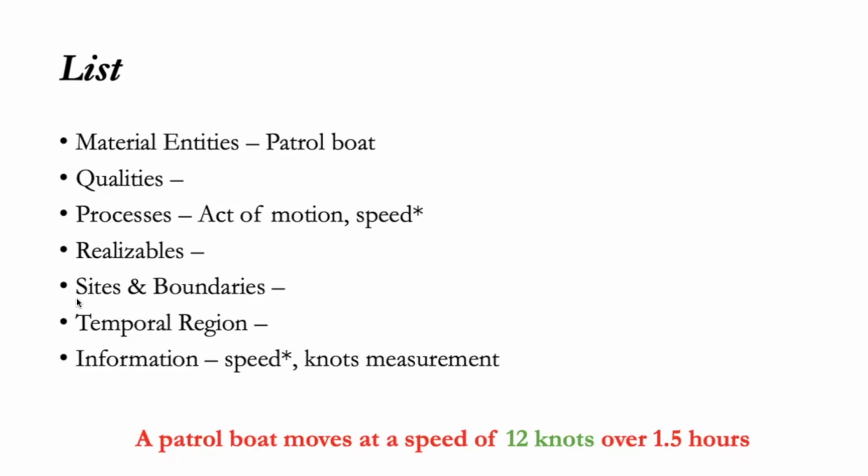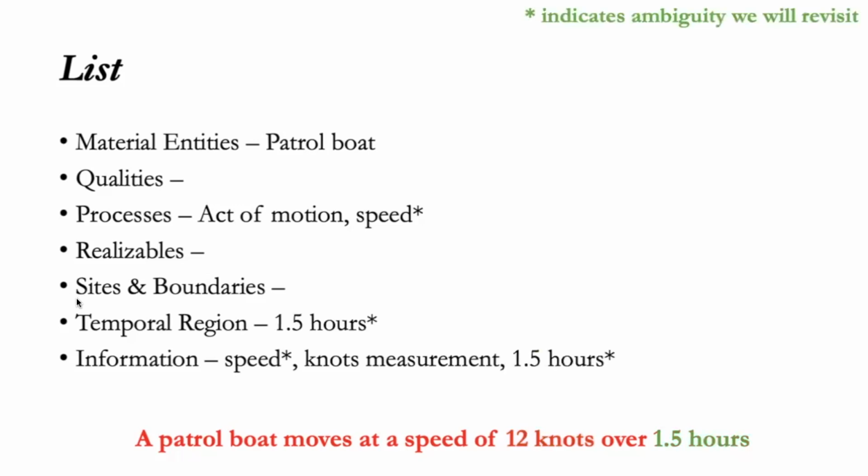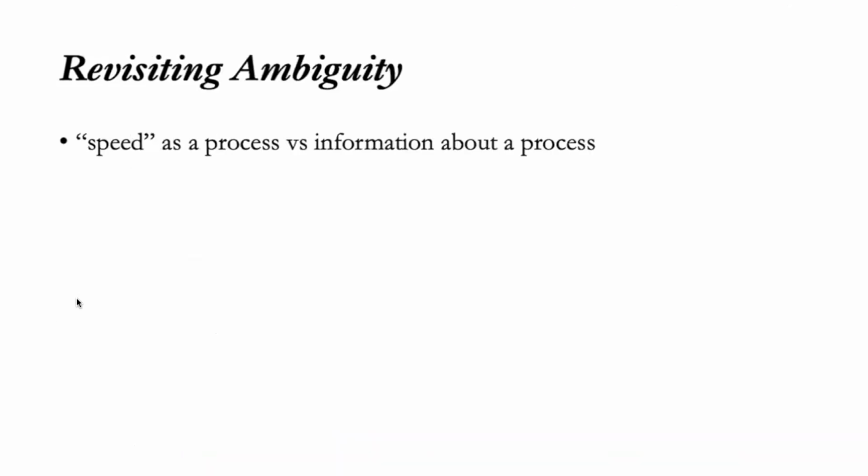So here's another easy one: 12 knots, measurement. Here's another ambiguity, hours. Is it an information entity? Is it a temporal region? You've got this slotted into buckets. Okay, now revisiting the ambiguity.